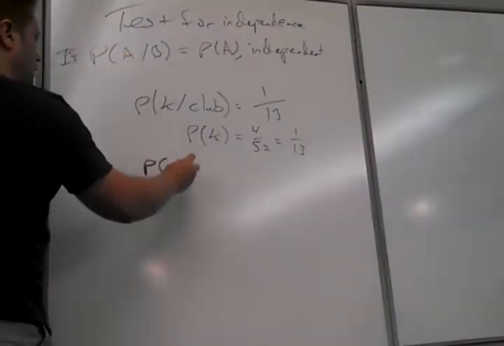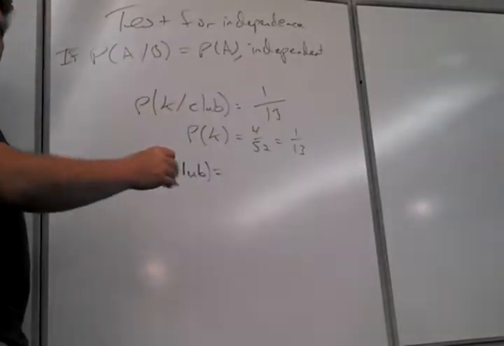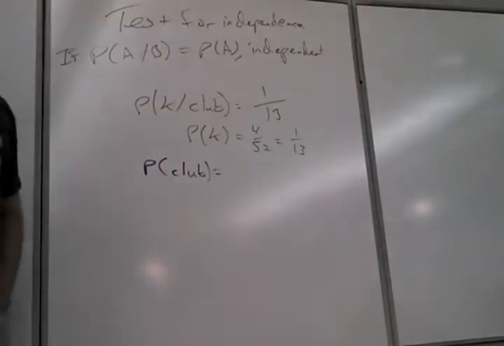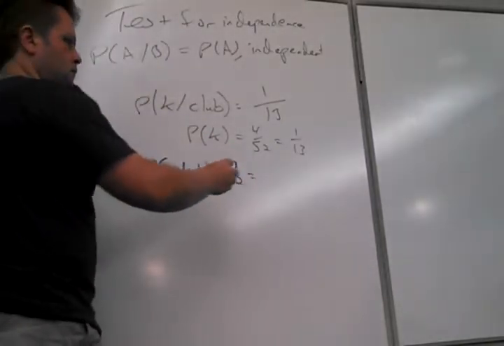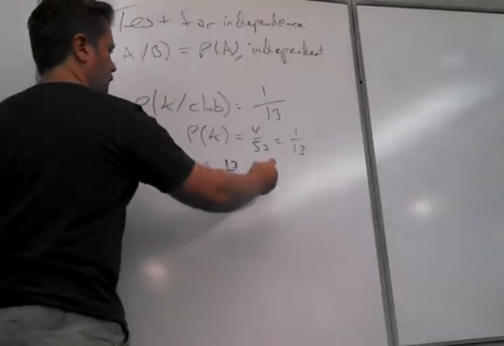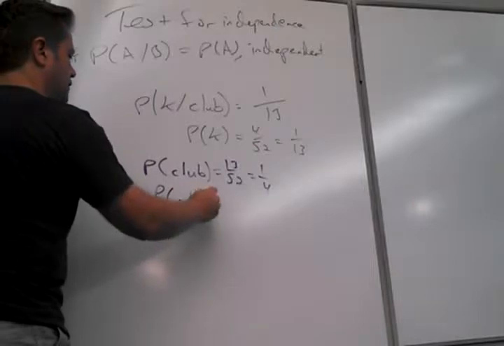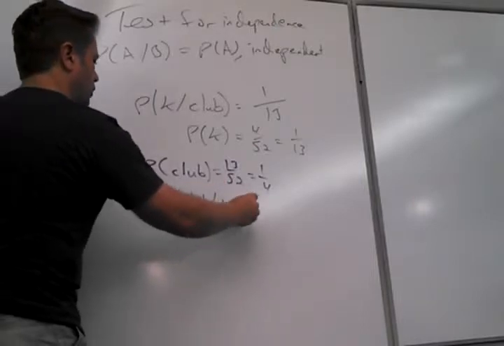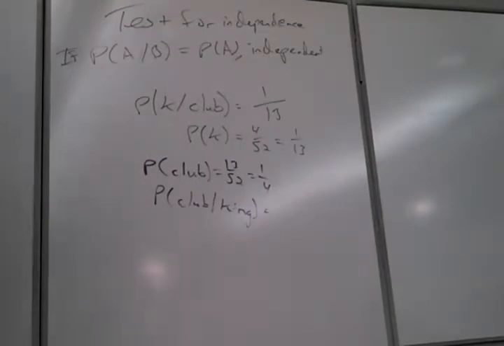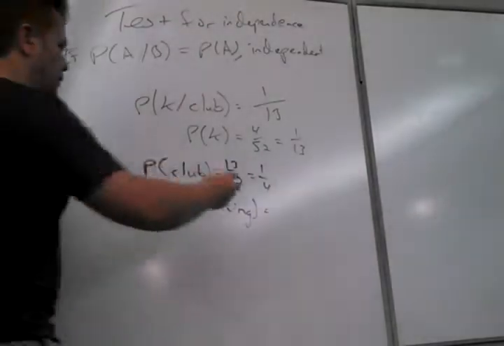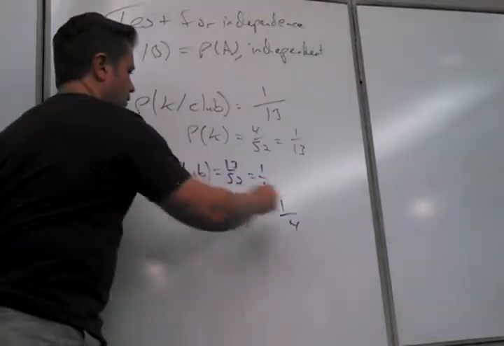What's the probability that it's a club? A card that I pick would be a club. Good. 13 clubs out of 52 cards reduces down to 1/4. So what's the probability it's a club given it's a king? So what's on the bottom now? What do I know about the card? I know it's a king. So what's on the bottom? 4. There's only 4 possibilities. Out of those 4, how many are clubs? 1. Yay, so they're still independent.